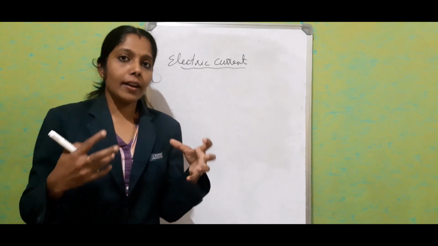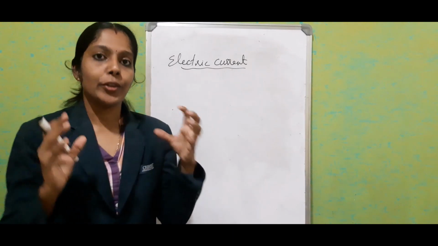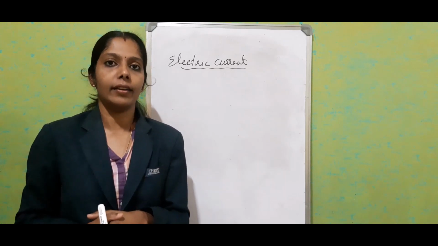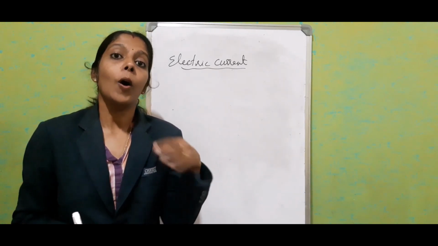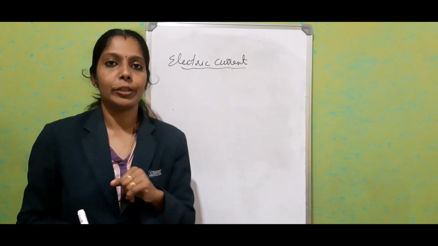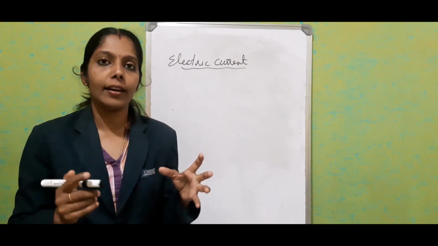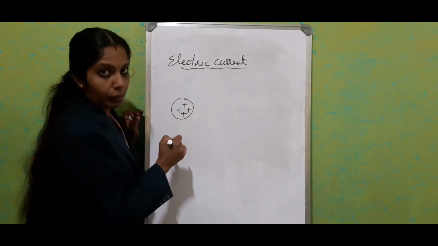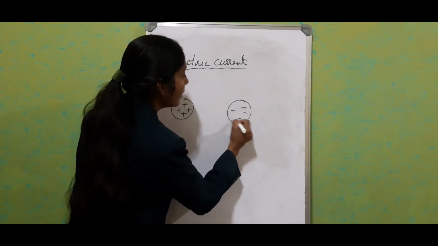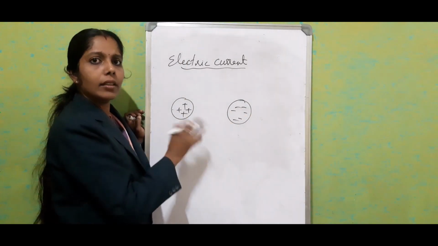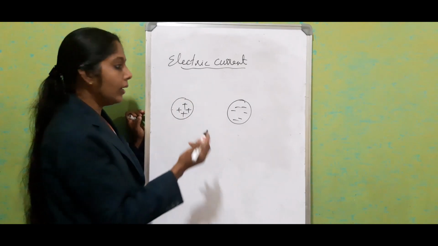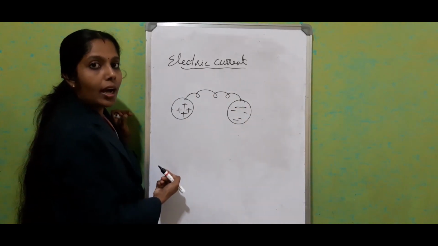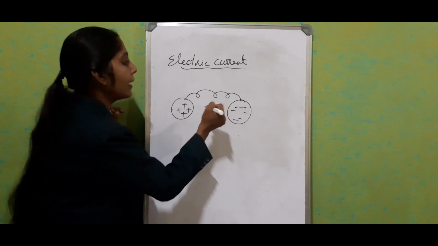So if you are keeping two charged bodies together and connecting the two through a connection wire, the electrons will move from one body to the other. But it should be connected through a connection wire. Just consider that we have a positively charged body and a negatively charged body. If we simply keep them, the charges are not going to be transferred. But if you connect them with a connection wire, the charge will travel from this side to that side.